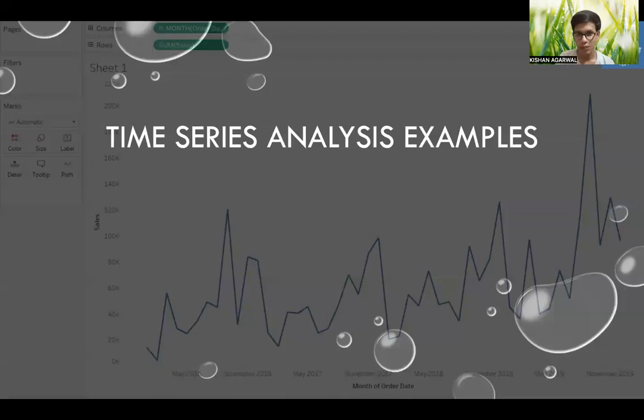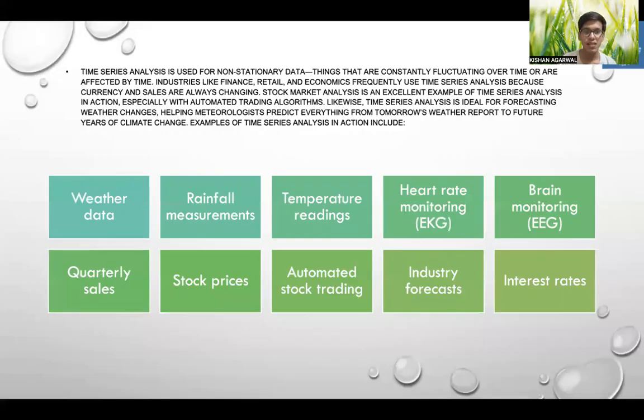So let us see an example and understand what time series analysis is. Time series analysis is used for non-stationary data, things that are constantly fluctuating over time or are affected by time. Industries like finance, retail, and economics frequently use time series analysis because currency and sales are always changing. Stock market analysis is an excellent example of time series analysis in action, especially with automated trading algorithms.